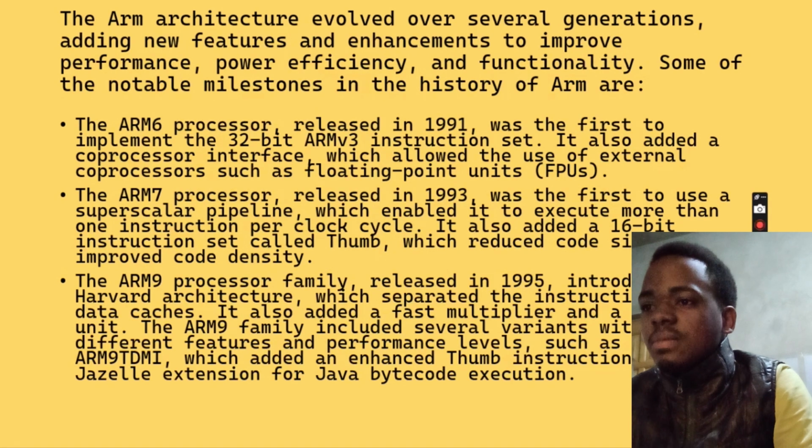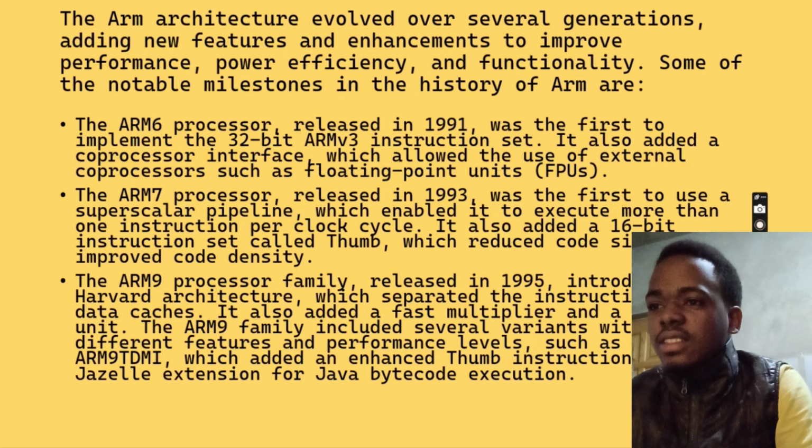Then the ARM7 processor, released in 1993, was the first to use a superscalar pipeline, which enabled it to execute more than one instruction per clock cycle. It also added a 16-bit instruction set called Thumb, which reduced code size and improved code density.